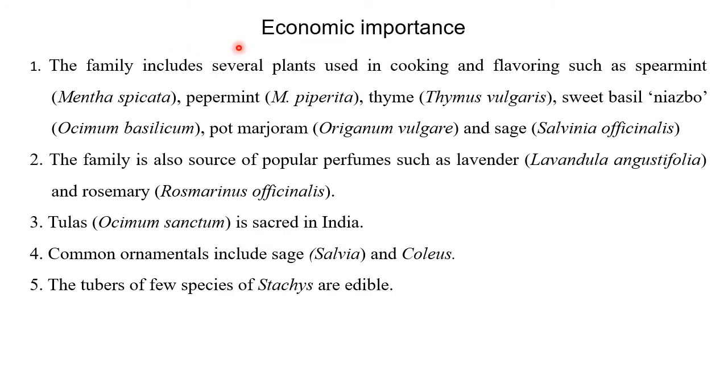Here let's study the economic importance of the family. The family includes several plants used in cooking and flavoring, such as spearmint, that is Mentha spicata, peppermint, that is Mentha piperita, thyme, that is Thymus vulgaris, sweet basil, that is Ocimum basilicum, pot marjoram, that is Origanum vulgare, and sage, that is Salvia officinalis.